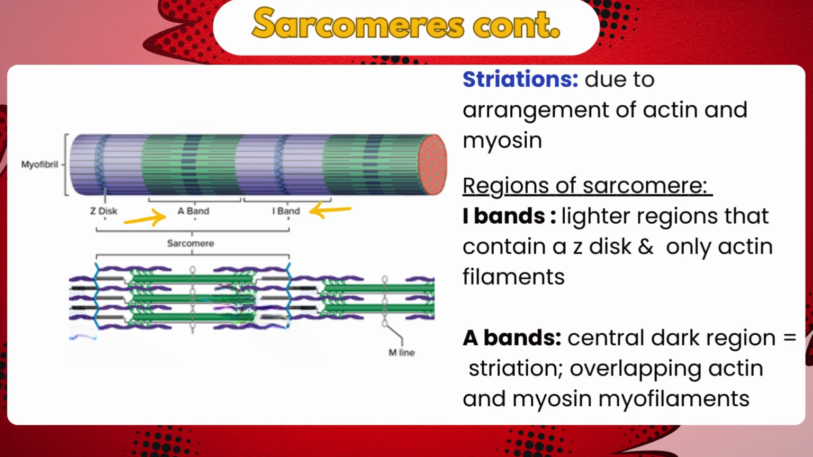Remember the striations or stripes we saw when we looked at a skeletal muscle slide? The striated appearance of skeletal muscle is due to the arrangement of actin and myosin in the myofibrils. The lighter areas are called I bands. This region contains a Z-disc and only actin myofilaments. A bands are the central part of the sarcomere that is a dark striation. A bands contain the overlapping actin and myosin myofilaments.